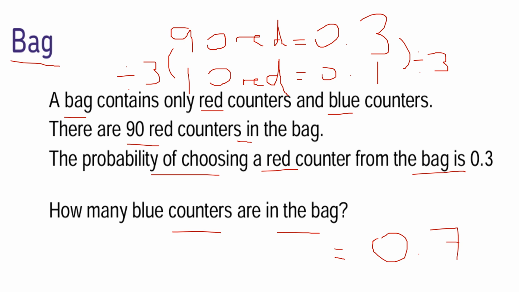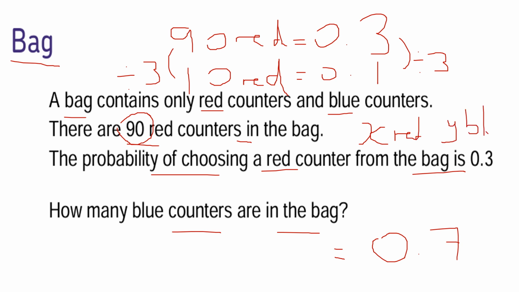Let me just think. A bag contains only red and blue counters. So we've got red and blue. There are 90 red counters in the bag. The probability of choosing a red counter from the bag is 0.3. So we've got X counters in total. Or let's say X red, then Y blue.